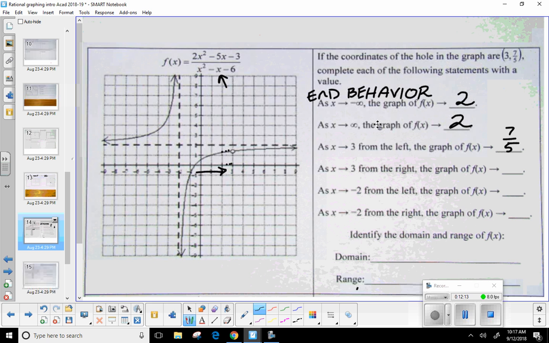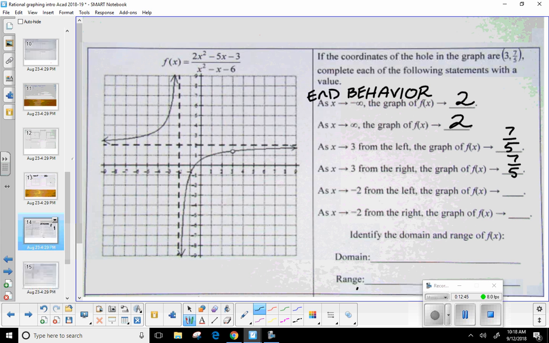Okay. What do you think is going to happen from the right? Well, let's see. As I get closer to 3, so maybe 3.5, 3.1, 3.01. What are those y values going to be approaching again? It's still 7/5. We're just approaching the same point from 2 different directions.